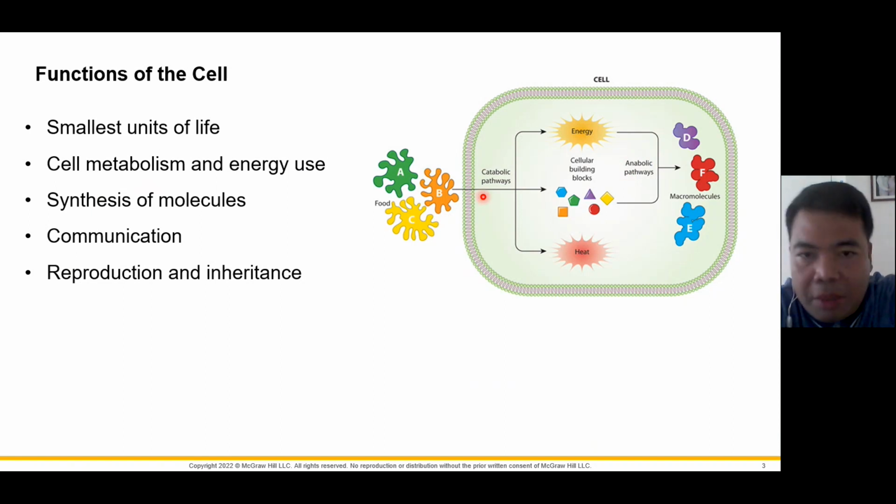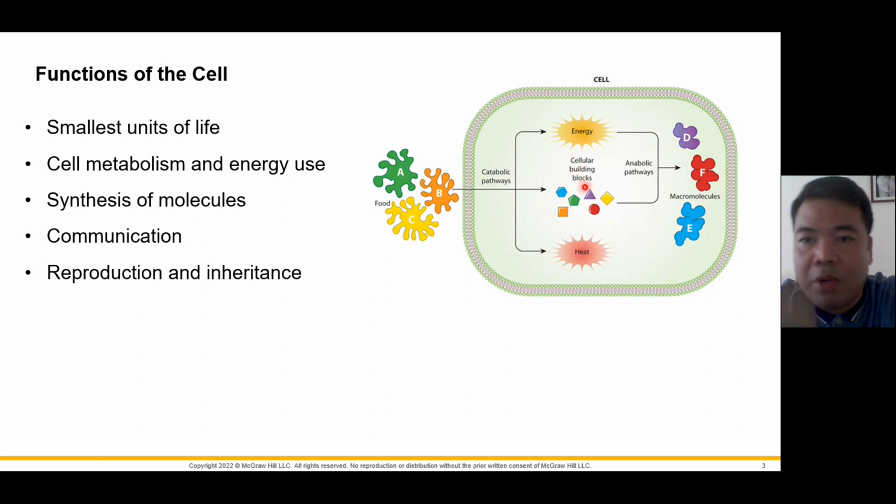So catabolism is when the substances from the food that we eat are broken down into smaller particles, such as the cellular building blocks, in order to produce energy. That is the catabolic pathway, or catabolism. When we break down the food that we eat into smaller particles and use it for the production of energy.